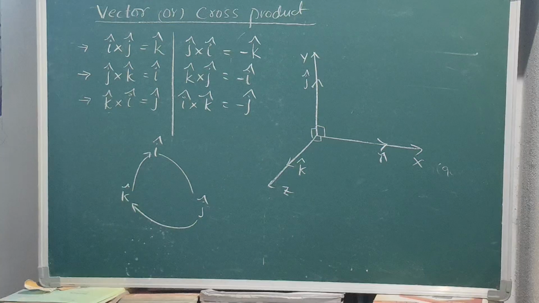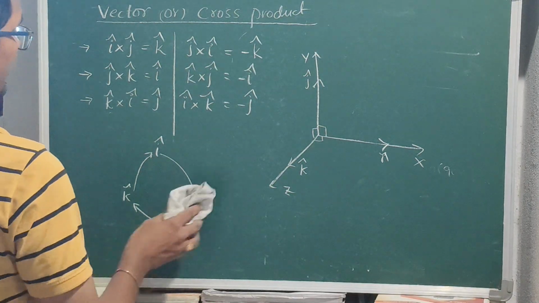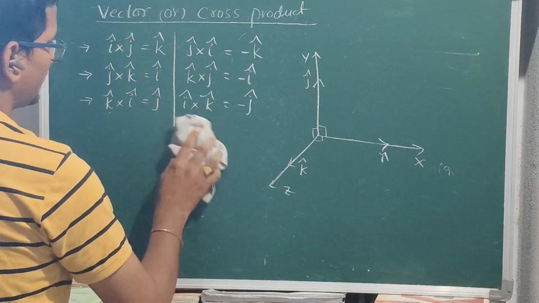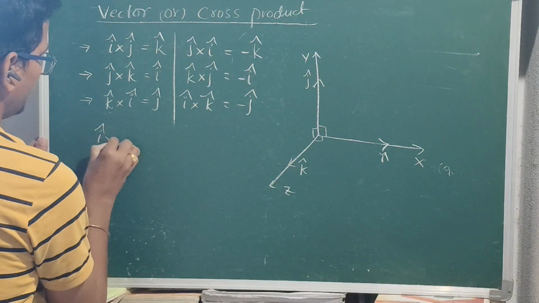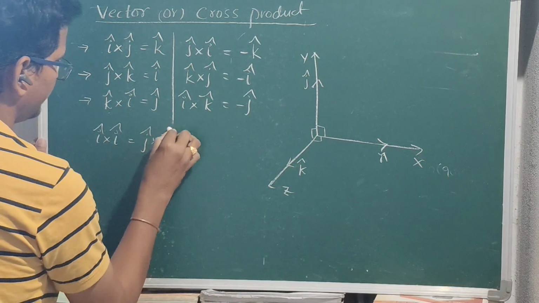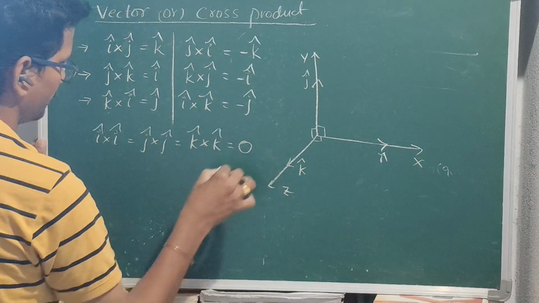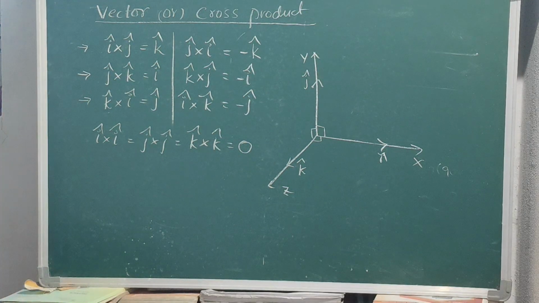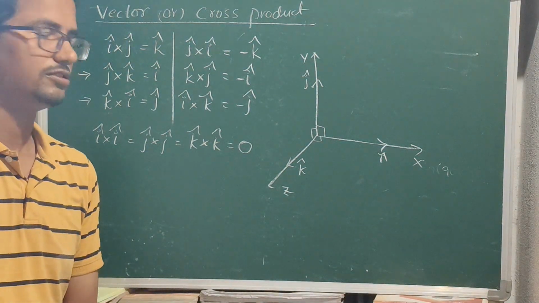We can apply it in vector or cross product. Once I will write the remaining ones: i cap cross i cap, j cap cross j cap, k cap cross k cap are all equal to 0. Okay, this is the vector or cross product.